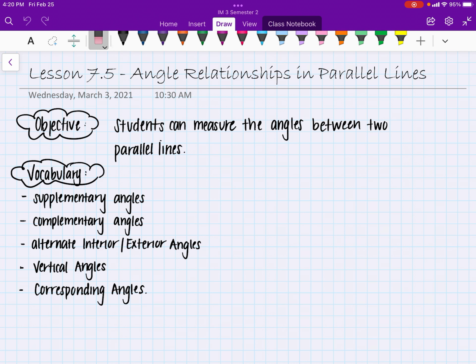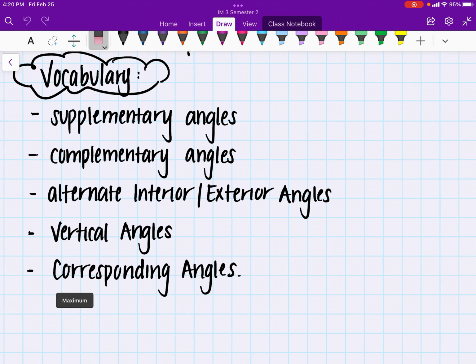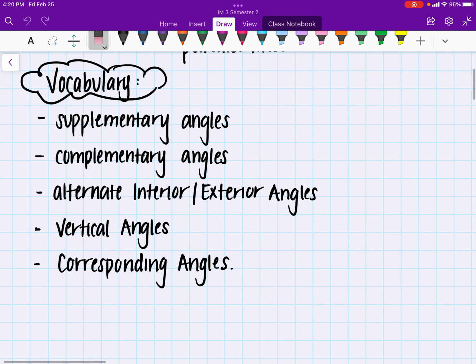All right, so now let's go ahead and take a look at lesson 7.5. In this case, it talks about angle relationships in parallel lines. So in this case, just a few of the vocab terms here. We have supplementary angles, complementary angles, alternate interior or exterior angles, vertical angles, and corresponding angles here.